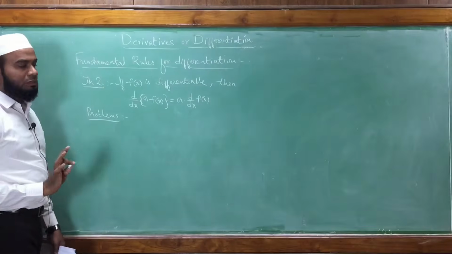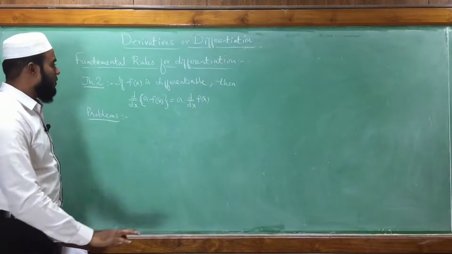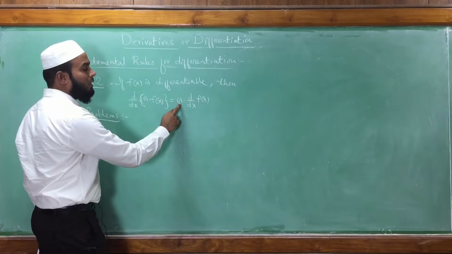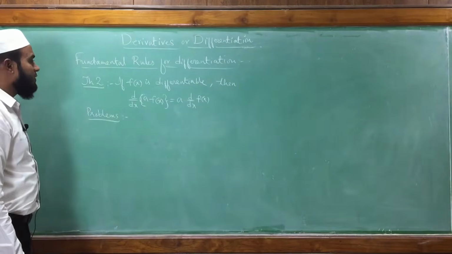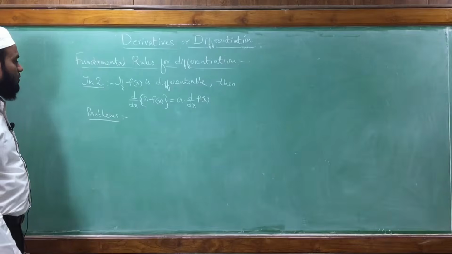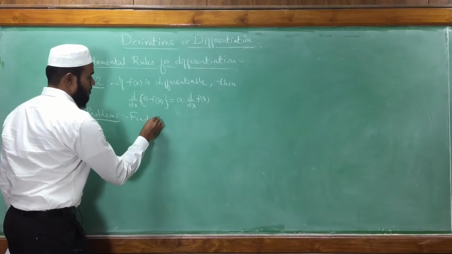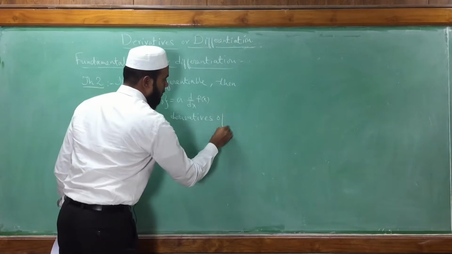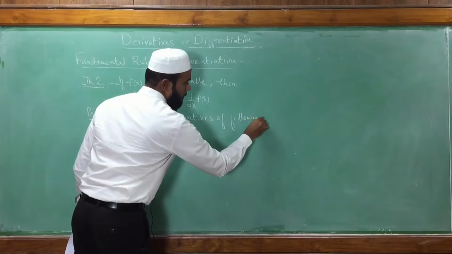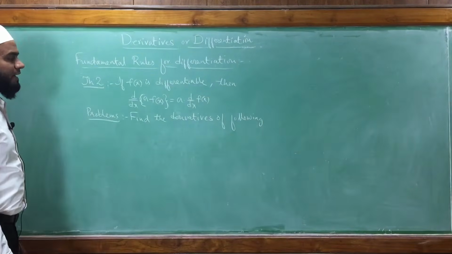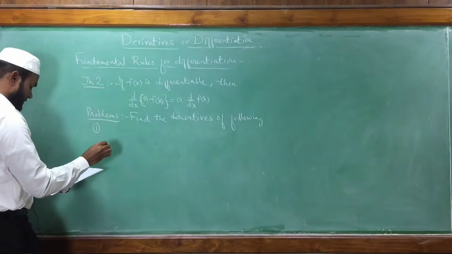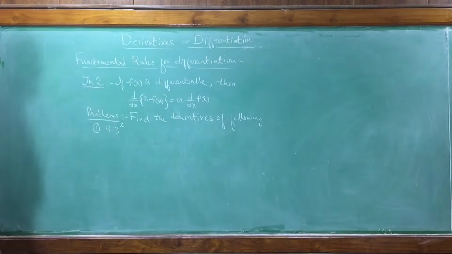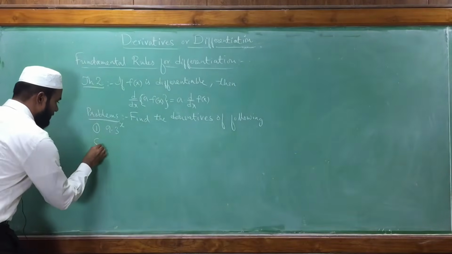So till now we have seen two rules. The first rule is the derivative of a constant is 0. The second rule is that for the derivative of a constant into a function, the constant should be taken out and the function should be differentiated. On these two rules, we are going to see a few problems. Find the derivative of the following. A few functions will be given, and we have to find their derivatives. The first function is 9 into 3 power x. We have to find the derivative of this, right?